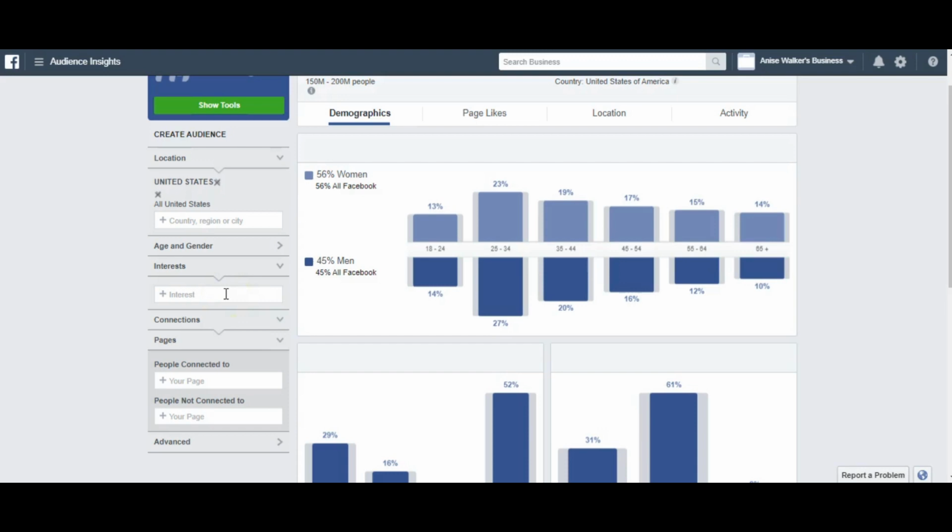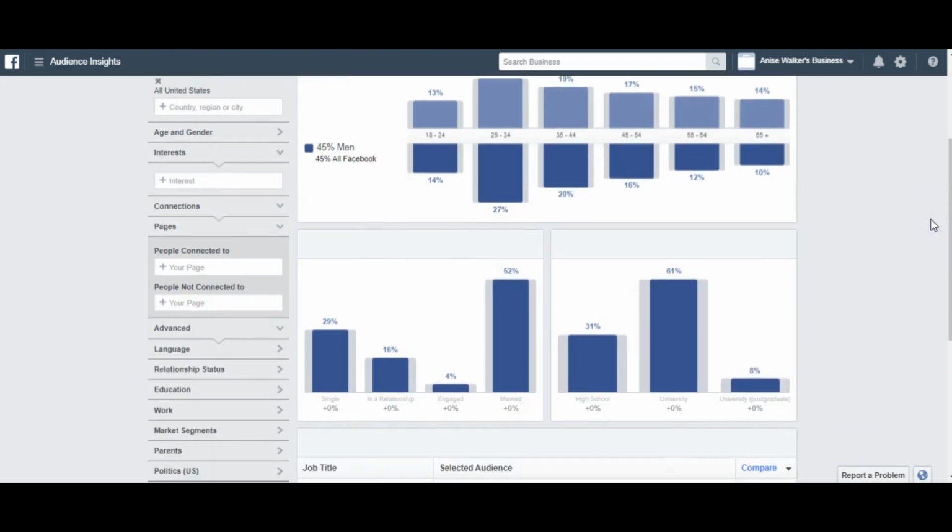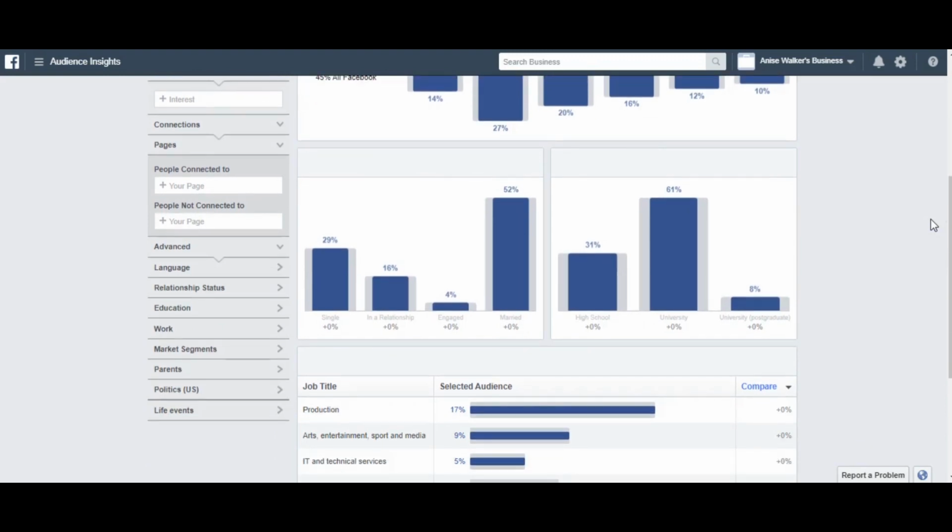Once you know what interest you would like to target, you then enter it into the interest field. You can look at connections, people connected to a specific page. It could be a page you operate or someone else operates, but you can put that in there. You can put people not connected to a specific page, so even more detailed. You can look at advanced, which looks at language, relationship status, education, work, market segment, parents, and politics, US mainly. You can have a look at the age group of the children people are parenting. You can look at the political views, conservative, moderate, liberal, or very liberal within the US.